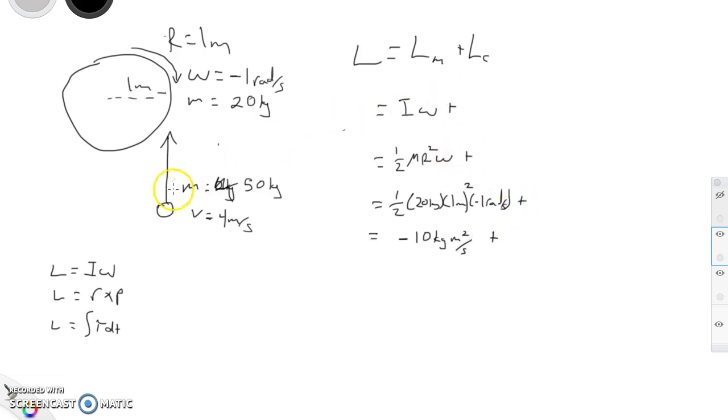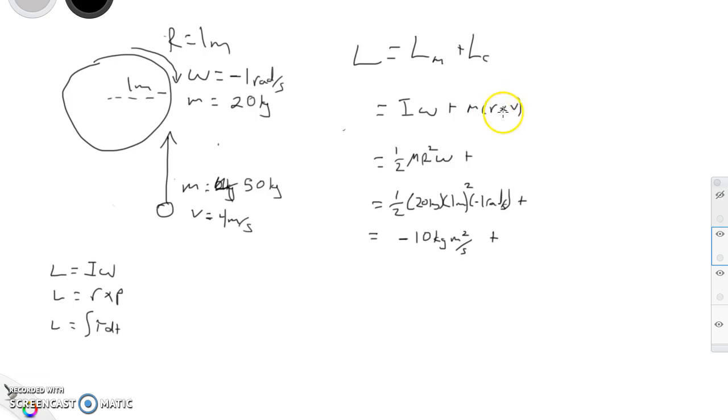Now, we haven't added on the other piece yet. We need to now find the angular momentum for the child. For the child, which of these three do you think we should use, and why? Since we know the mass and the velocity, and they're running, we don't have any information about the dimensions, so we're going to assume that we can treat this child as a particle, so we would use r cross p. So r cross p would be m times r cross v.